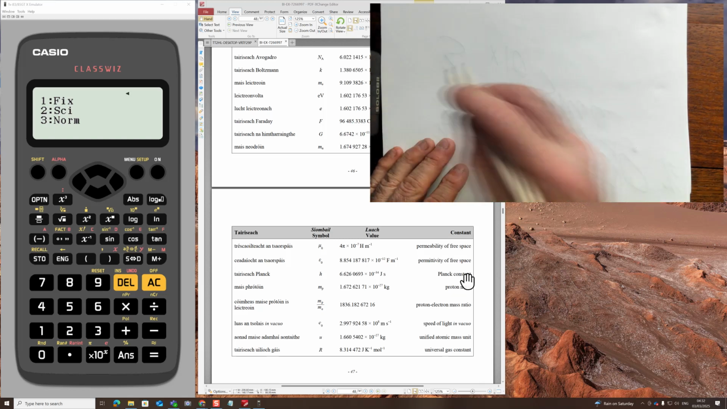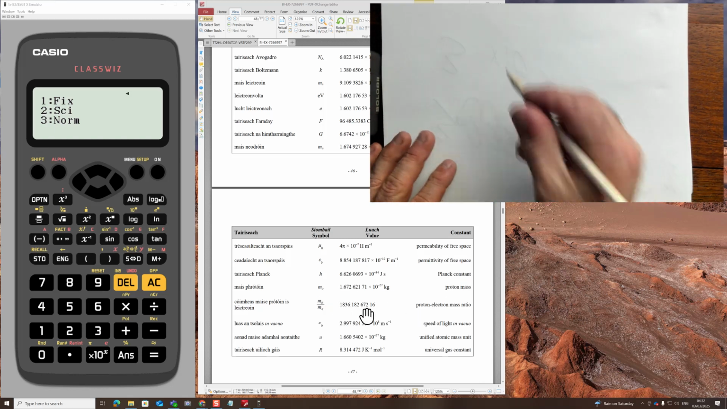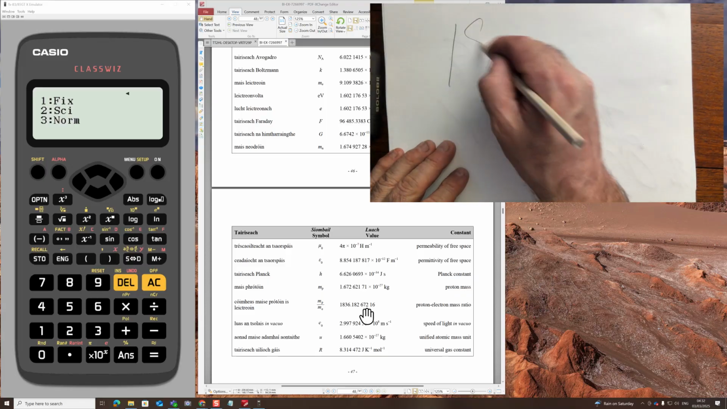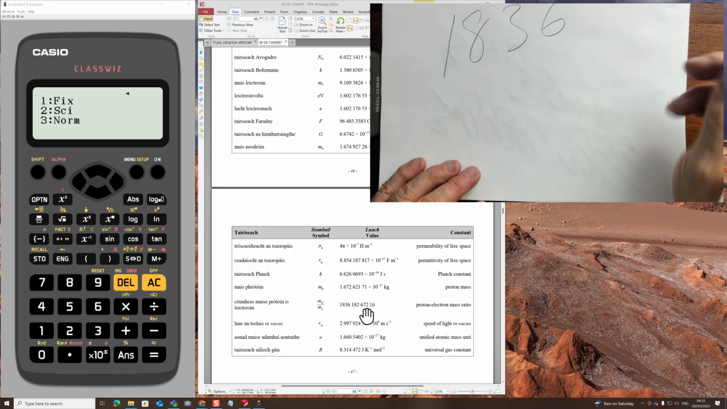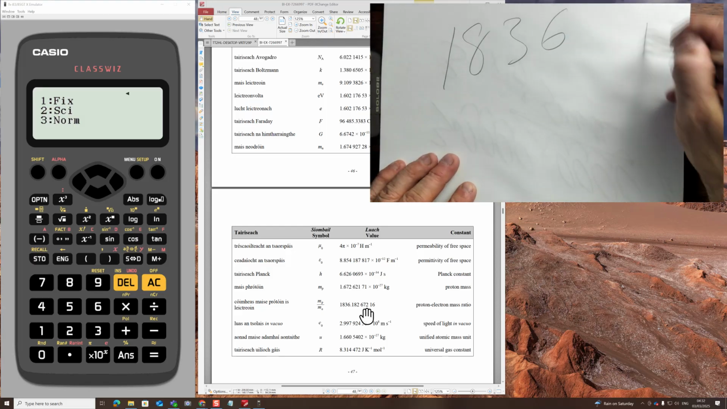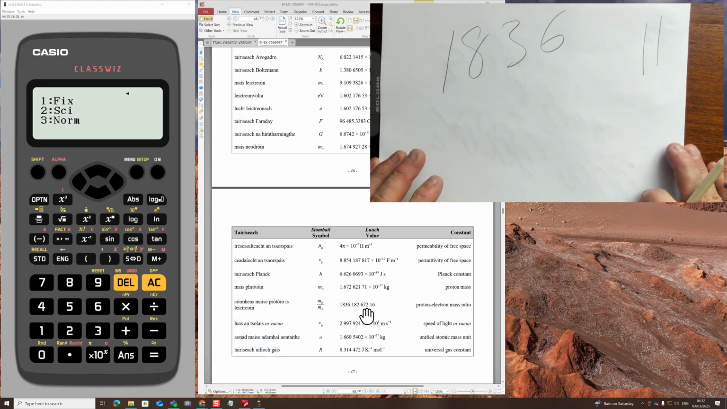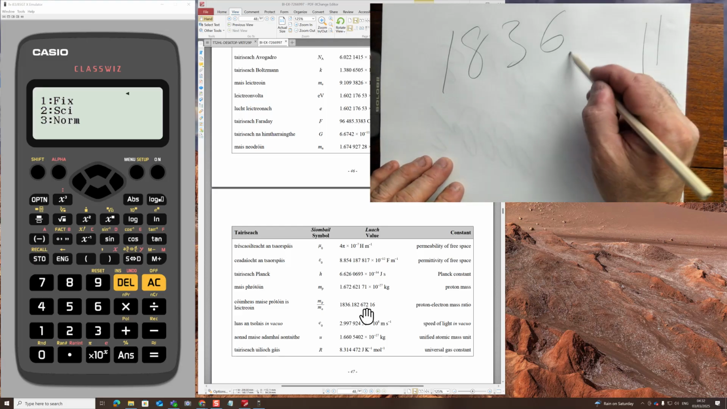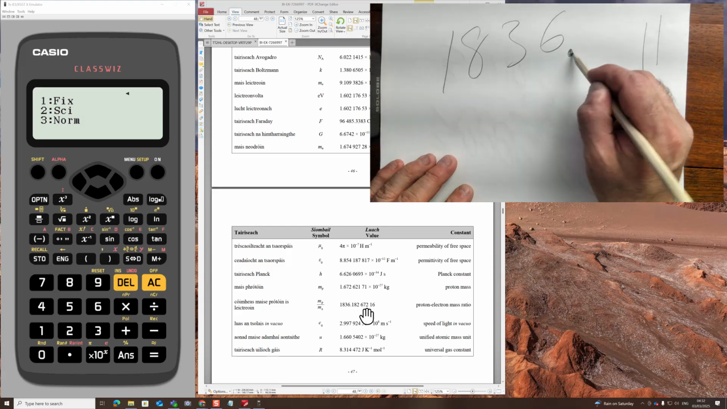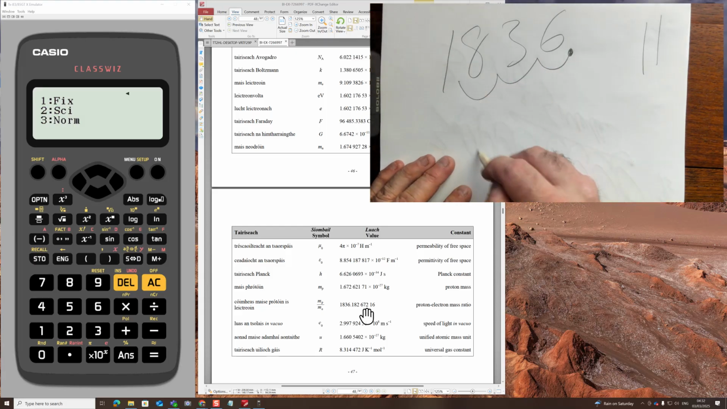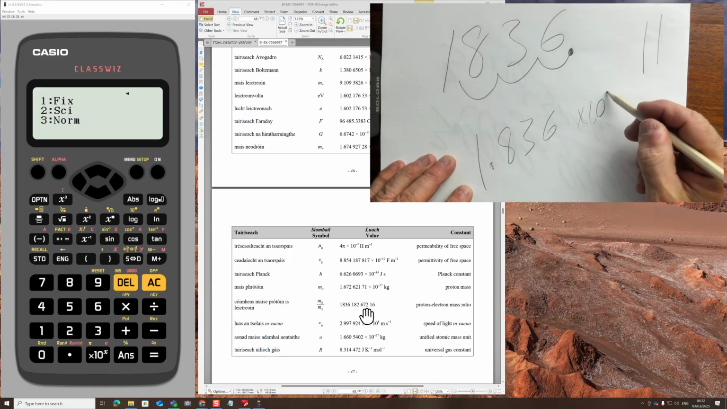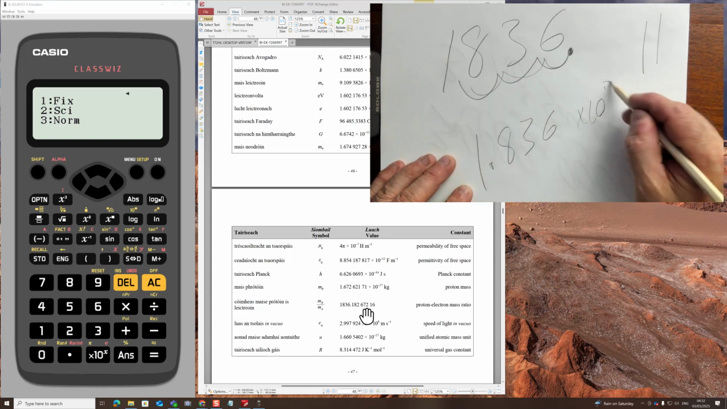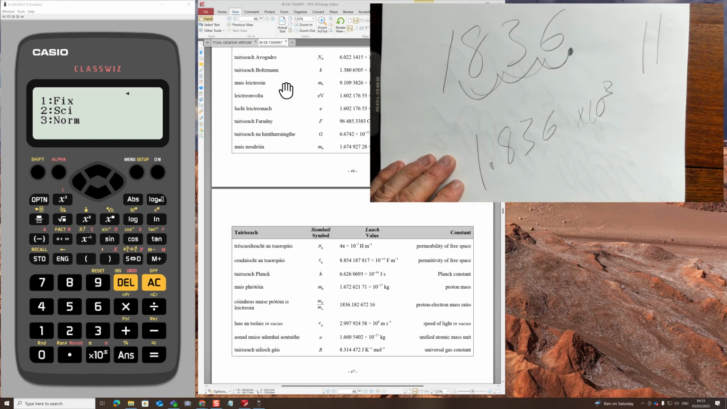Let's just write that down here as 1836. I want to write that in scientific mode. Will you have a go at that? Pause the video, have a go at that and see how you get on. Okay, welcome back. You should have started with a decimal place here and gone 1.836 by 10 to the power of, you can literally count 1, 2, 3, by 10 to the power of 3.